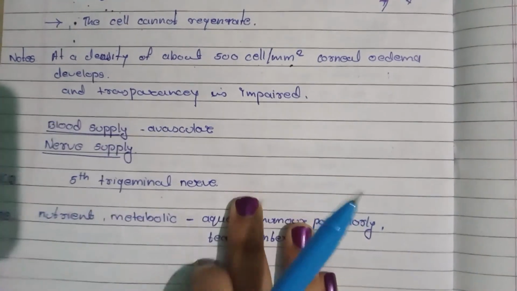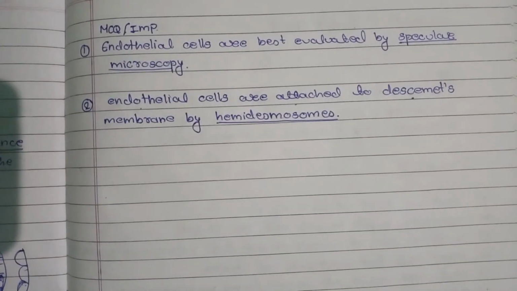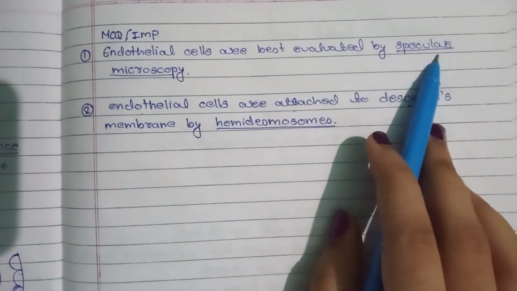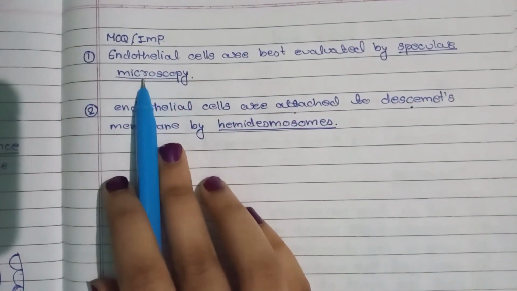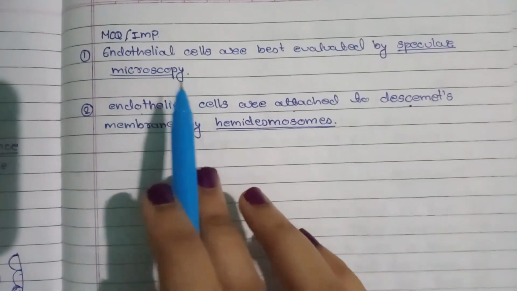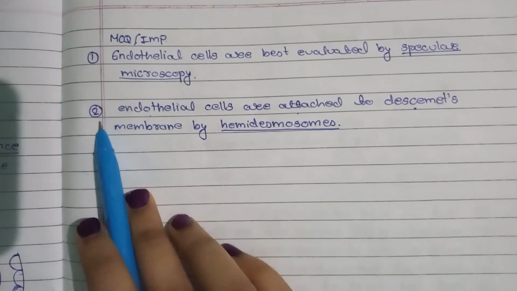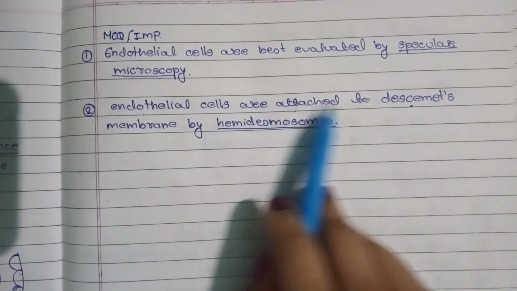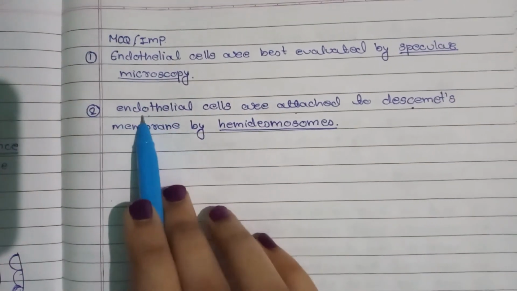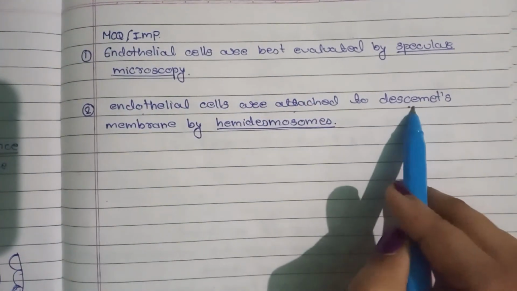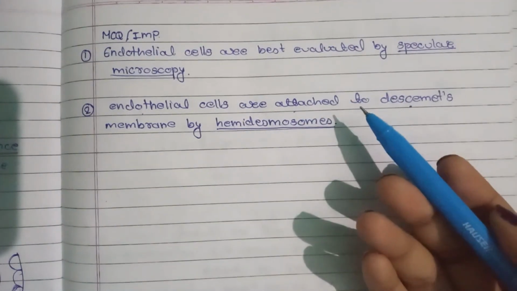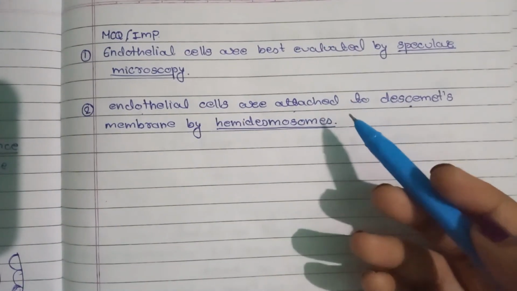Now we are going to see some MCQs. Endothelium cells are best evaluated by the specular microscope. Specular microscope is one of the slit lamp illumination techniques. Second MCQ, endothelium cells are attached to the Descemet's membrane by the hemidesmosomes. These were the 2 MCQs that may be asked.